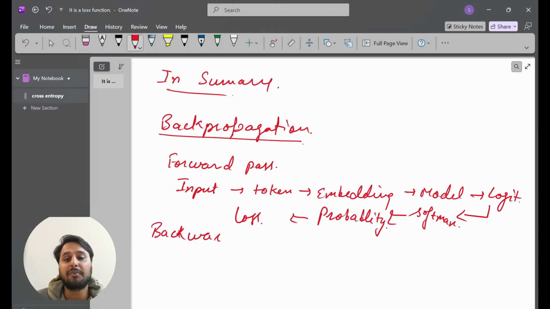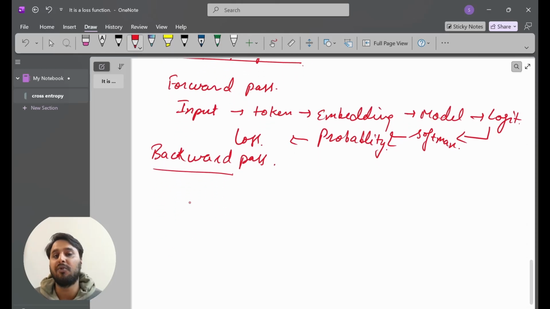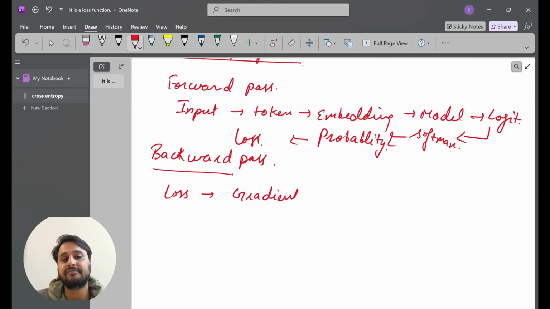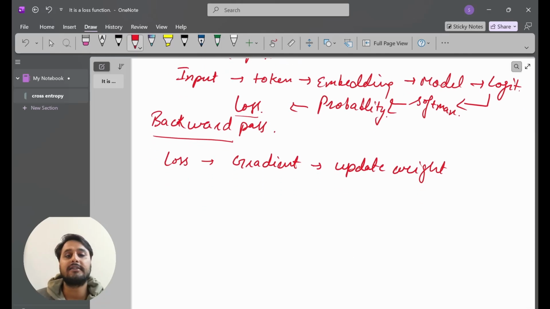The main aim of backpropagation, or the backward pass, is to update the weights. Backpropagation starts from the loss, so loss is the starting step. Then we compute gradients. After that, we update weights. Why are we updating weights? Because in the next forward pass, the loss will be minimum. So this is the layman way to understand backpropagation.